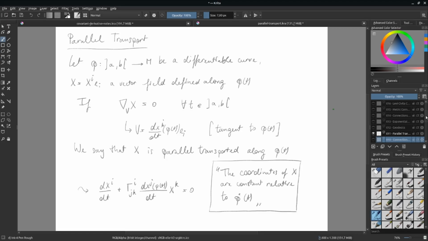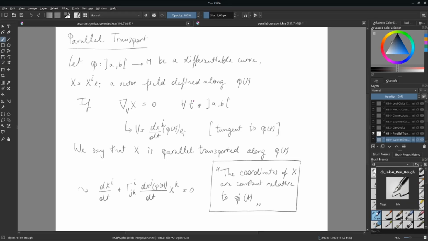Okay, technical details aside, we can now define what it means for something to be parallel transported in some direction. Let's take a curve P, a differentiable curve of course, and take some vector field X that should at least be defined along P. Outside of P we don't really care. We say that if the covariant derivative along V, which is the tangent to P, so you think of the speed of the curve, of X is 0, then we say that X is parallel transported along P.